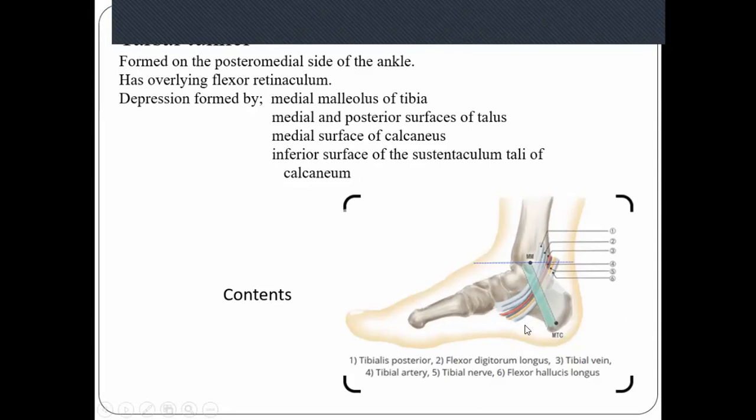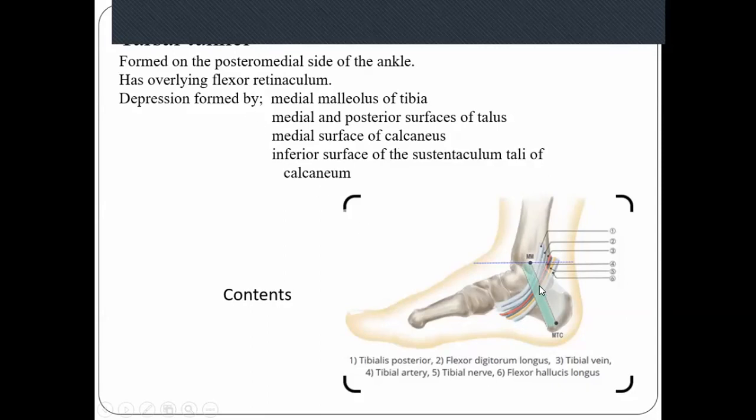And the depression is formed by these bones. What are they? The medial malleolus of the tibia, the medial and posterior surface of the talus, the medial surface of the calcaneum, and the inferior surface of the sustentaculum tali of the calcaneum.